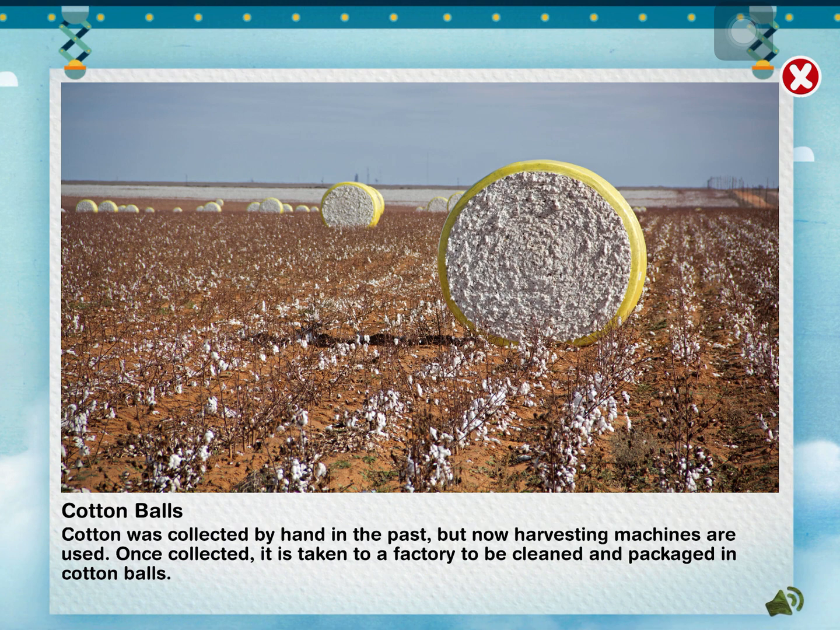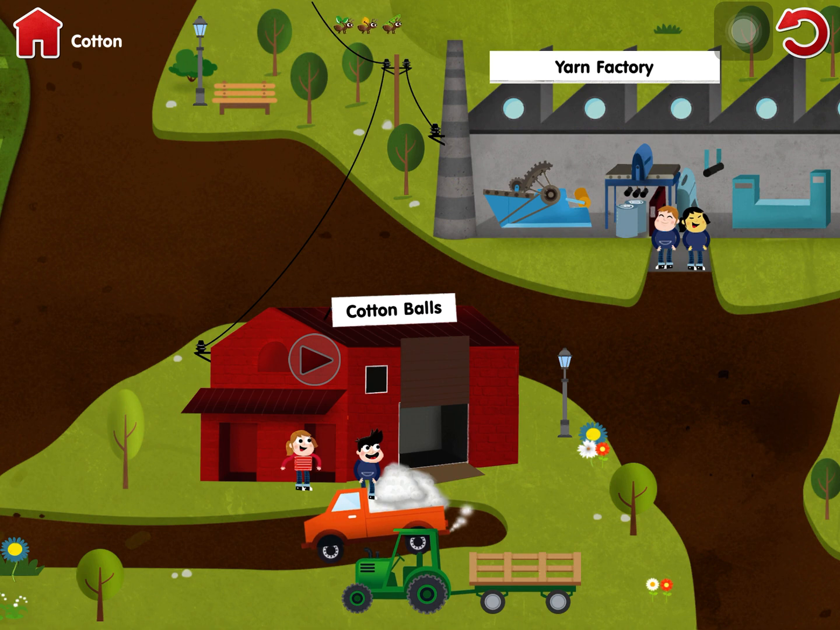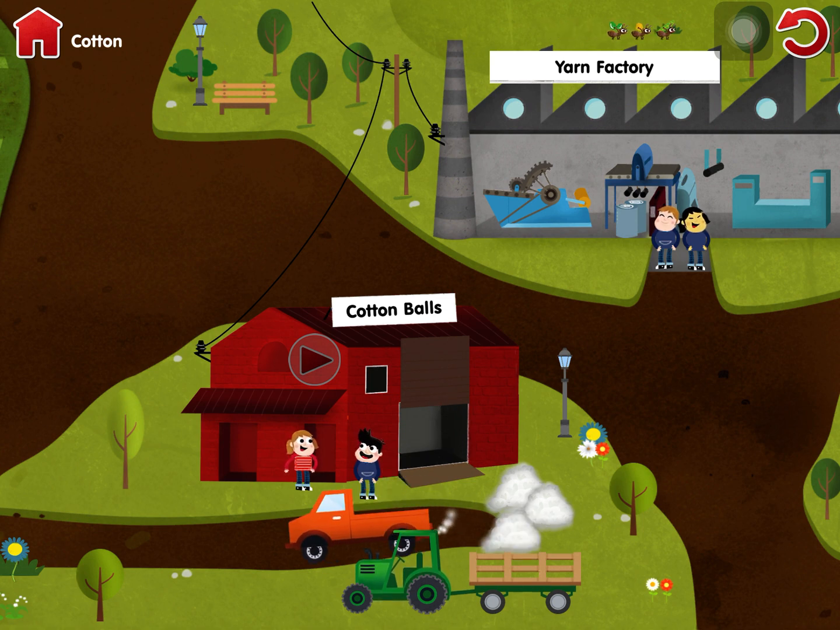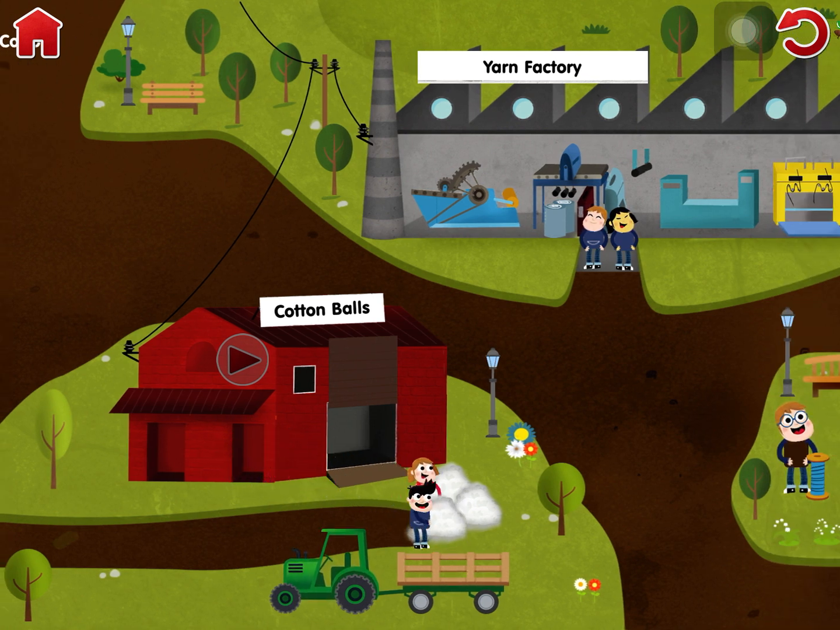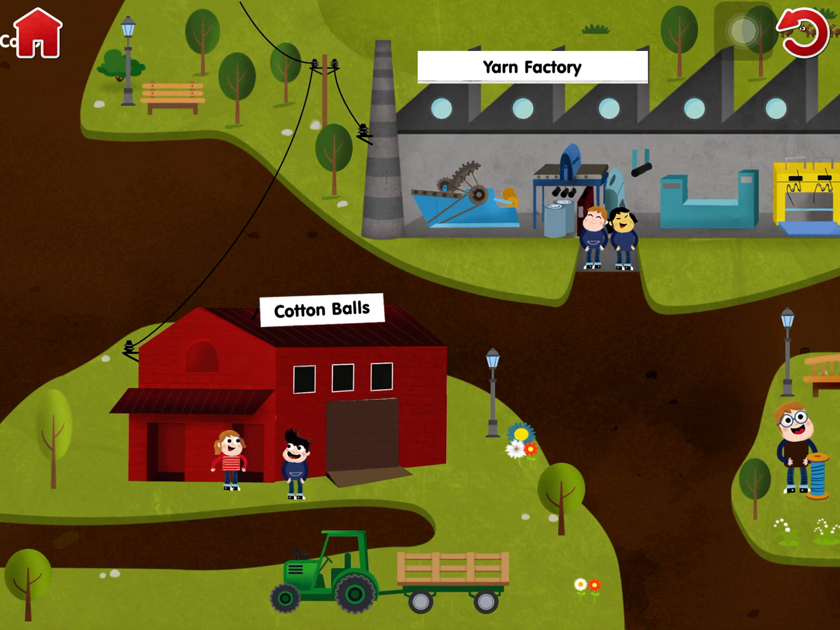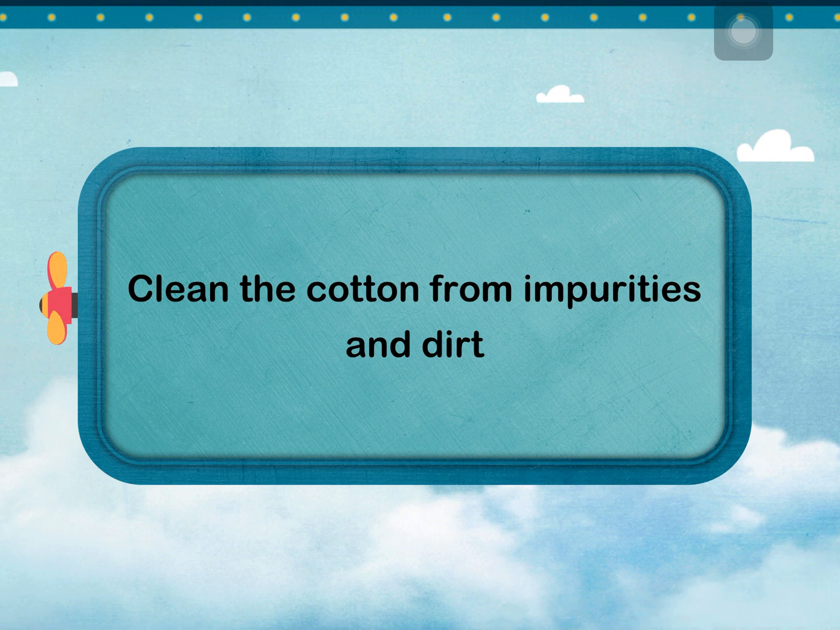Cotton was collected by hand in the past, but now harvesting machines are used. Once collected, it's taken to a factory to be cleaned and packaged in cotton balls. Clean the cotton from impurities and dirt.